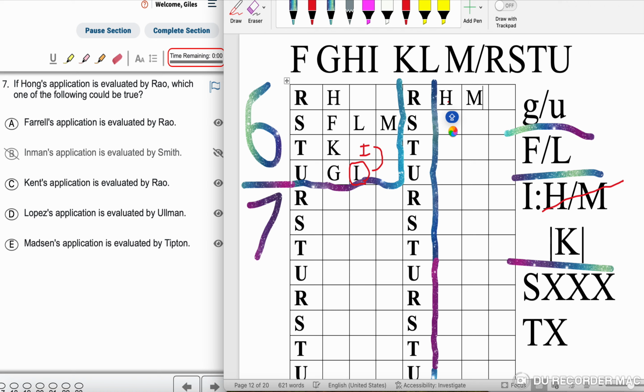Now with S, I'm gonna put F, L, I. Now with T, I'm gonna put K, and with U, I'm gonna put G. And according to the rules, H and M are not in the same ownership as K. G belongs to U, so that's working out.